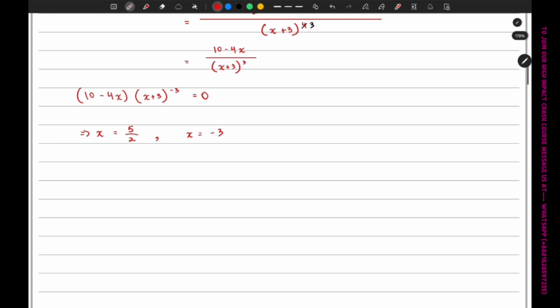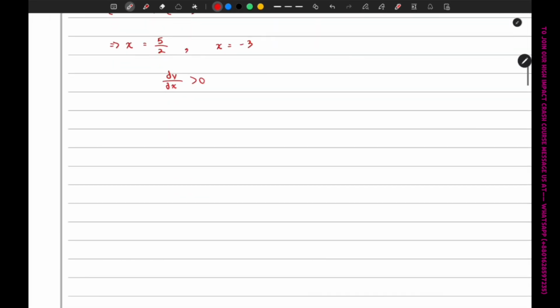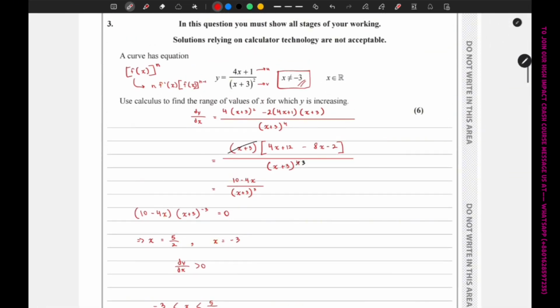Now we need to solve the inequality as dy over dx is greater than 0. Now as you can see that x cannot be equal to negative 3, because it's given in the domain that x cannot be negative 3. So x must be greater than negative 3 but less than 5 over 2. So this is the range of values of x for which c is an increasing function. So that is it for this question.